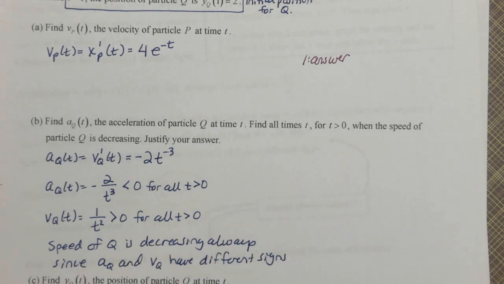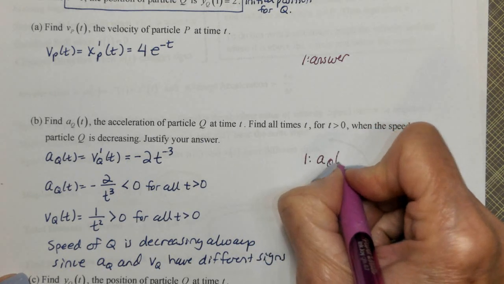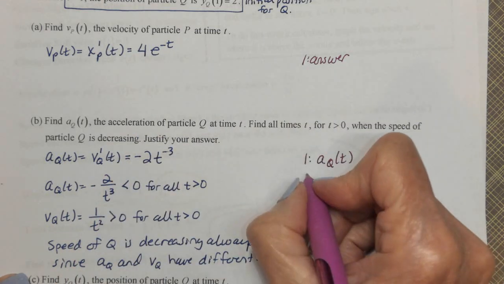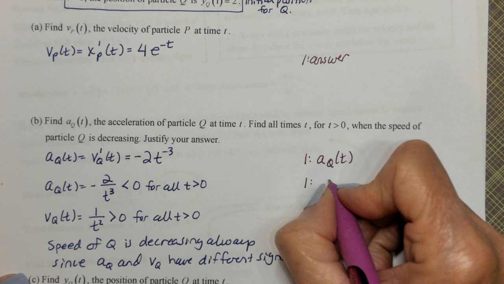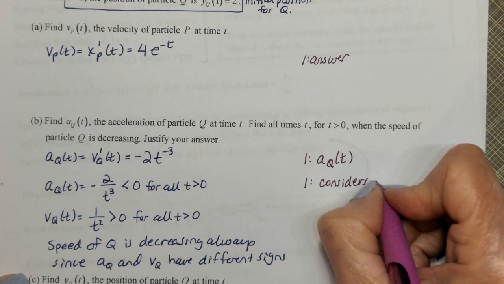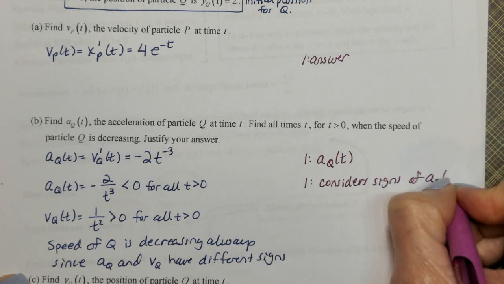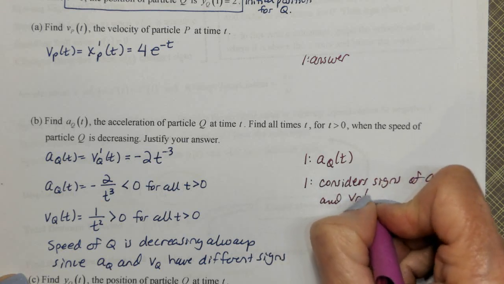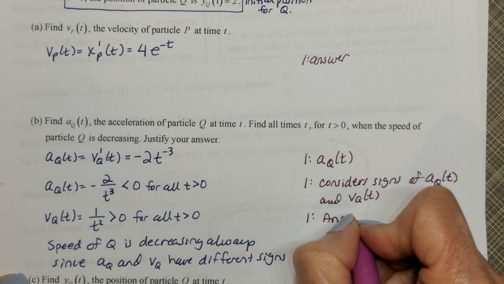This was worth 3 points. 1 point for the acceleration of q in terms of t, the first thing we did. 1 point for considering the signs of a sub q of t and v sub q of t. And then 1 point for your answer with justification.